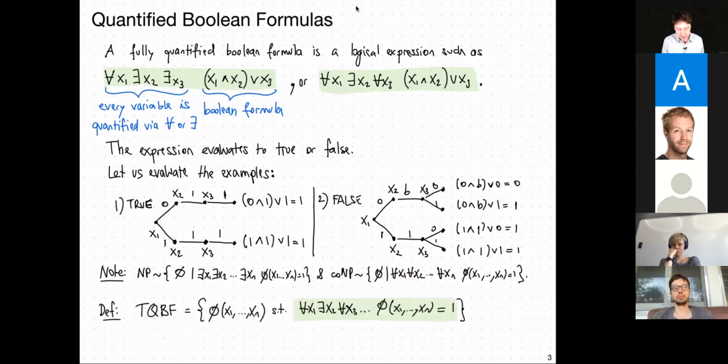And TQBF is the language of such expressions that evaluate to true, all right? And also we're going to assume that it's a 3CNF. And there's a fact that this language is PSPACE complete.